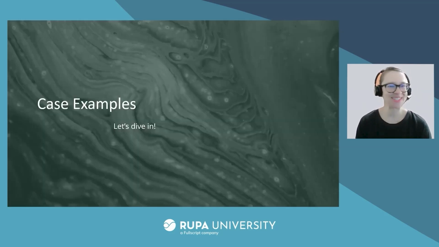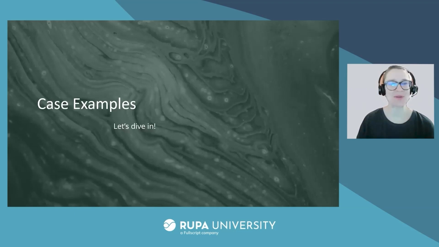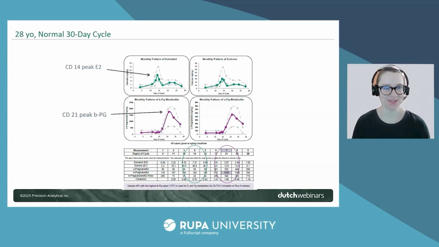All right, let's dive into case examples, where I think things get really interesting. Again, we're going to start off with a really normal cycle. So this is a 28-year-old with a normal 30-day cycle. You can see a classic picture here. On cycle day 13, we see her estradiol peak. Cycle day 21 is her beta pregnanediol peak, so her progesterone peak.